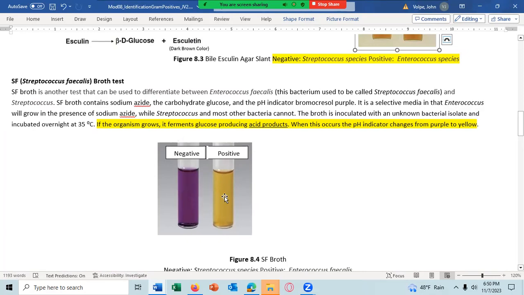and that'll change the color from purple to yellow. The SF broth test is named after Streptococcus faecalis, which has now been renamed in a different family. It is no longer Streptococcus faecalis. It's called Enterococcus faecalis, but we still call it the Streptococcus faecalis broth test, and most often just the SF broth test. Any question about that?